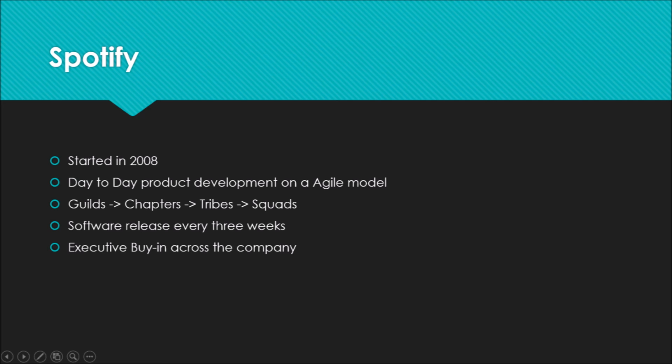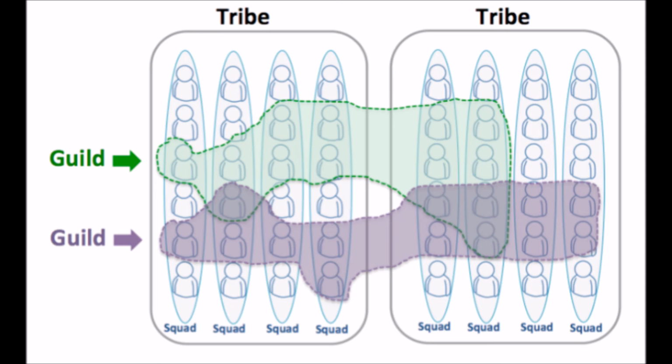For Spotify, its day-to-day product development is built on an agile model where there are groups that work autonomously within other groups, which can be broken down from guilds to chapters to tribes and finally into the smallest working group, which are called squads. Each squad owns a piece of the product that they're responsible for from start to finish, which allows them to deploy software every 3 weeks without affecting the work of other squads.